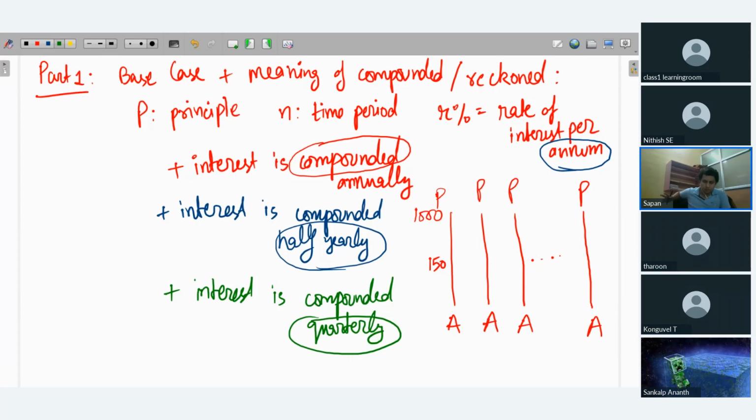If a bank is lending a loan at that interest, the person is at a loss. But I want you to know that the words per annum, compounded annually, half yearly, and quarterly define different pictures of the base case. Understood? Yes, sir.